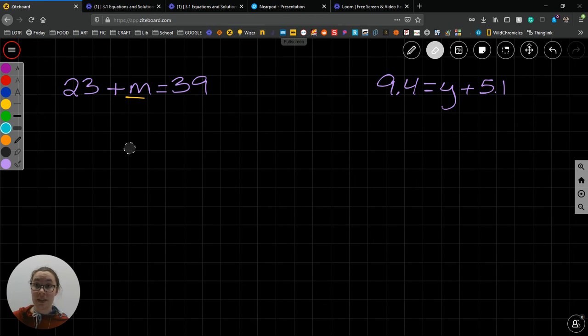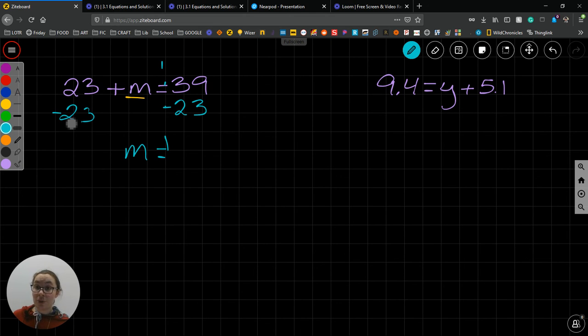So what I'm going to do is subtract 23 from both sides, because what I do to one side of the equation, I have to do to the other. And you'll notice how I'm writing this. I'm writing it right below, and then I'm going to put my equal sign in a line, right underneath my other equal sign. The m stays the same. It doesn't change.